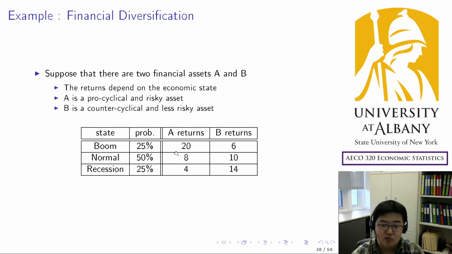But A is more pro-cyclical. Also, I call A the risky asset because its variability is larger. A varies from 4 to 20, but B varies from 6 to 14. Of course, you need to calculate the standard deviation to rigorously compare the risk in asset A and B, but at a glance, I think it's easy to tell. Okay?